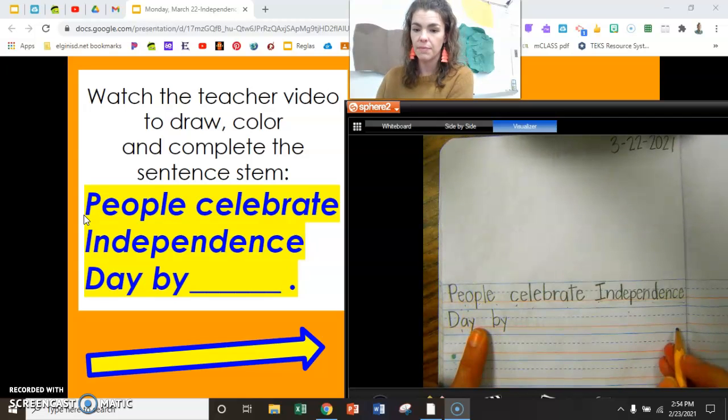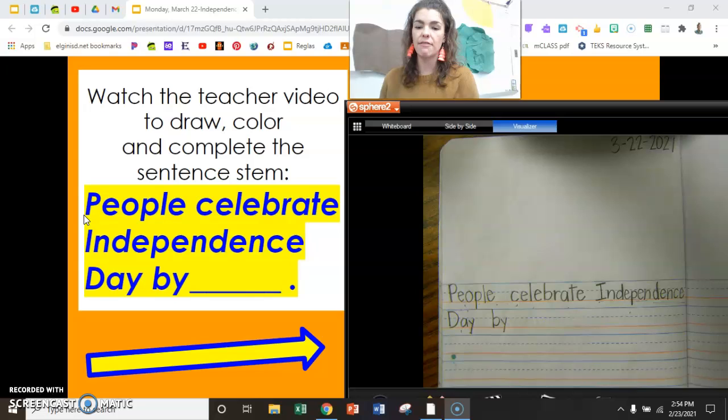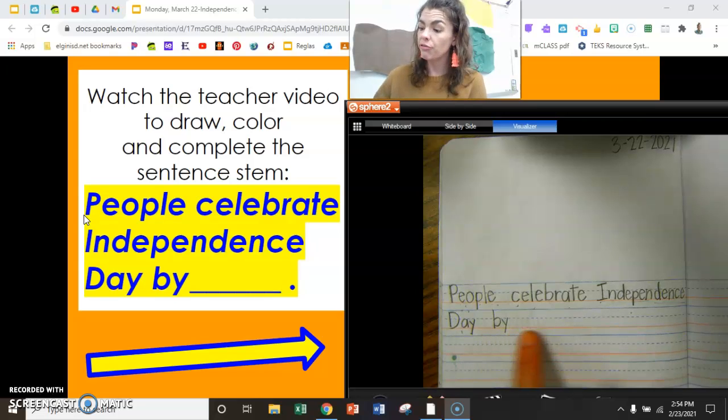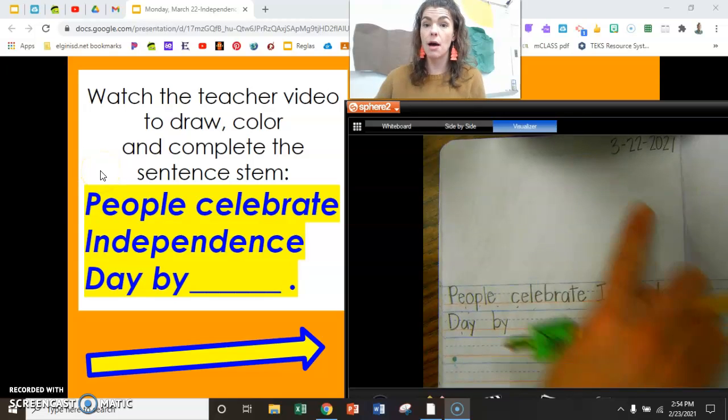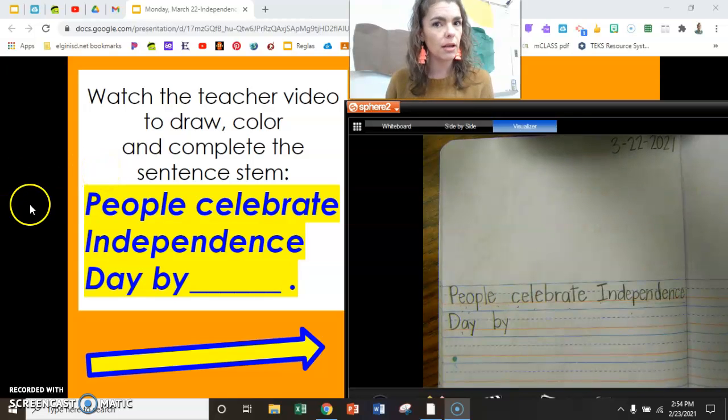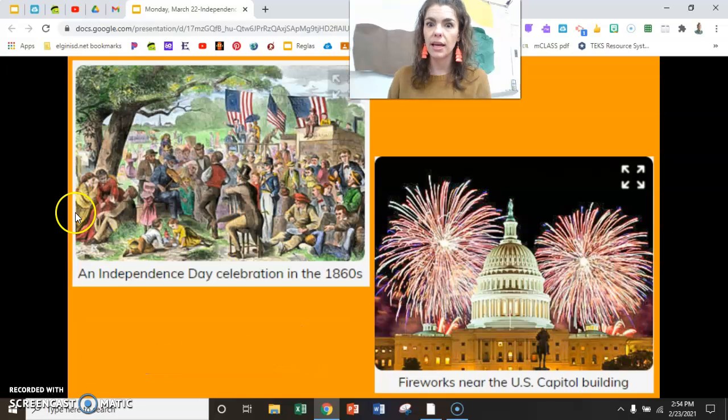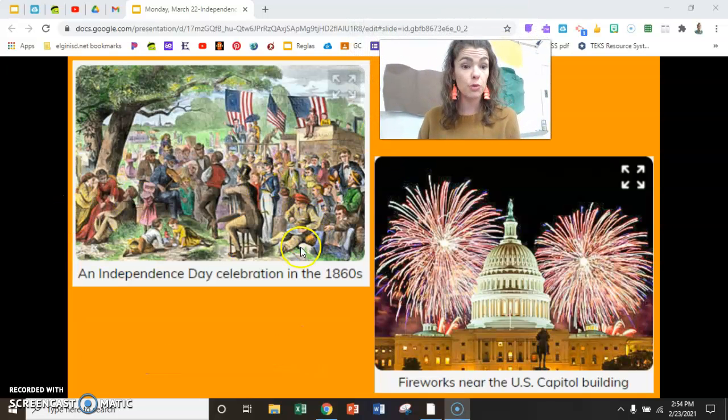By blank. Save that space. You'll have a period on the end, and you will fill in how do people celebrate this day. Show me up top, how do people celebrate? If you don't remember, don't worry. Here's some pictures to help you out.